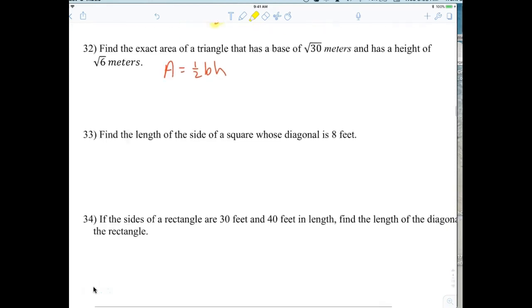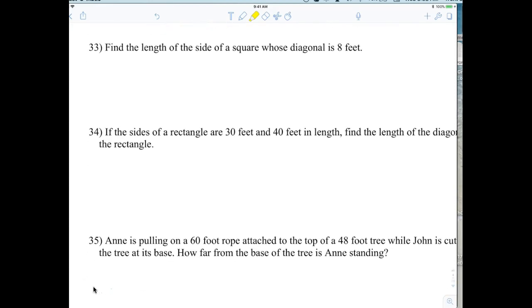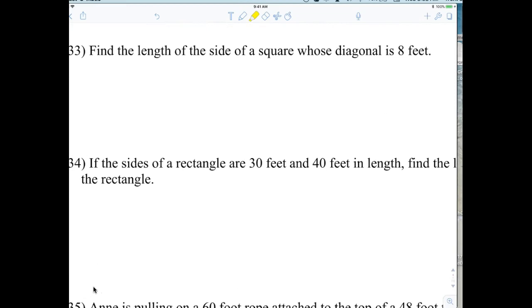Now, this is the one that just threw everybody for a crazy loop yesterday. Find the length of the side of a square whose diagonal is 8. I'm not expecting you to know how to do it necessarily, but on your paper, I should probably see some type of square drawn. That would benefit. And then it says the diagonal is 8. Come on, you should have at least done that.